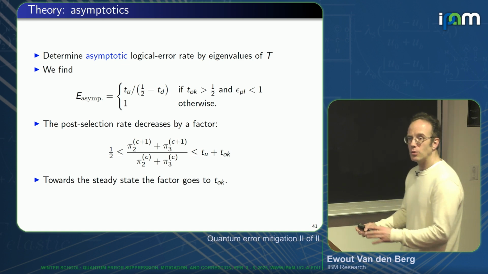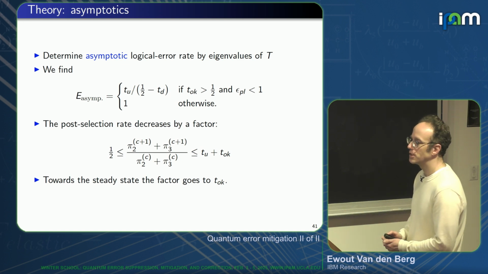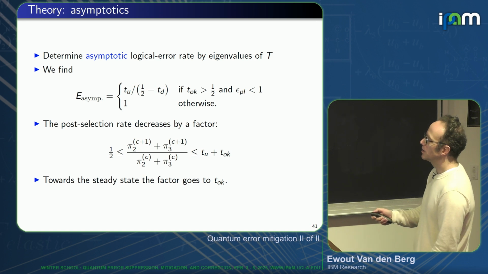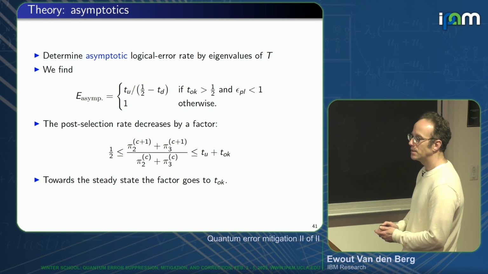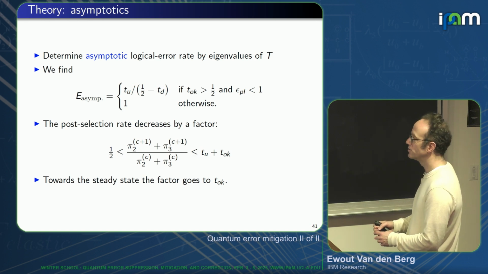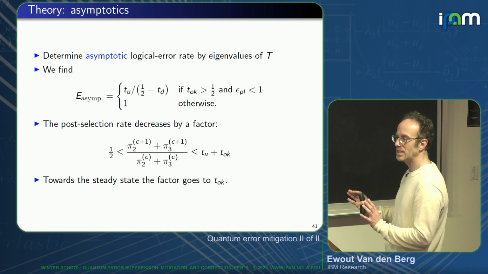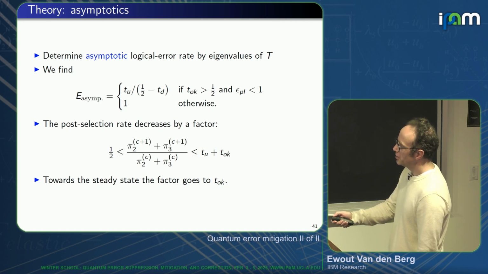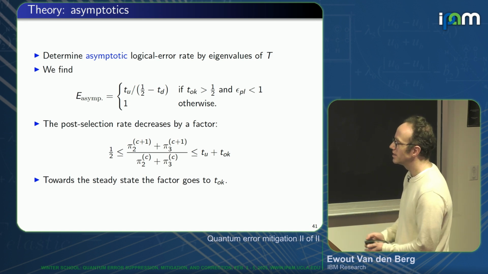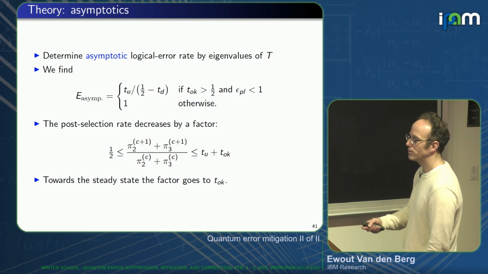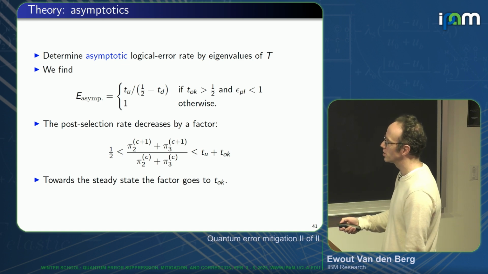Okay, so if you plug in all of these numbers, you can look at the asymptotic logical error rate by just looking at the eigenvalues of this transition matrix, right? So asymptotically, if the probability of applying the check does not have an error that's bigger than a half, so it's a reasonable check, let's say, and the payload error is less than 1, then asymptotically you can reach this logical error rate. Otherwise, it will just be 1. It will just get worse. If your check introduces more errors than it can detect, then it will just get worse by adding more checks.